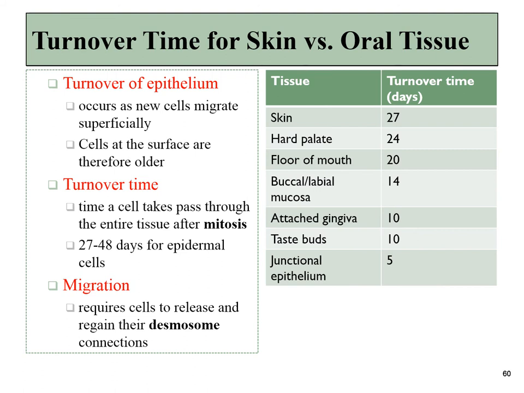But before I move on, let's just summarize once again the turnover time of these different regions of the oral cavity. And as you should see here, the oral cavity undergoes a lot more mitosis and replacement than does the skin. Of course, the skin tends to be a little bit thicker than the oral mucosa. But the oral mucosa of junctional epithelium, the cells here are being completely replaced every 5 days. That's significantly faster than the replacement of cells in the skin.